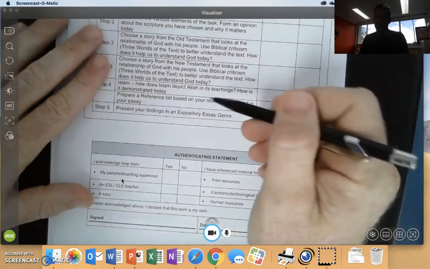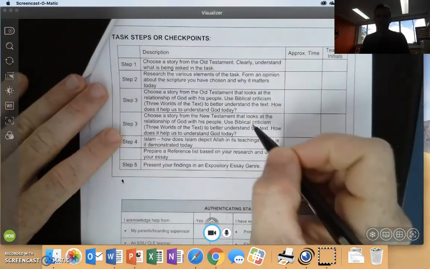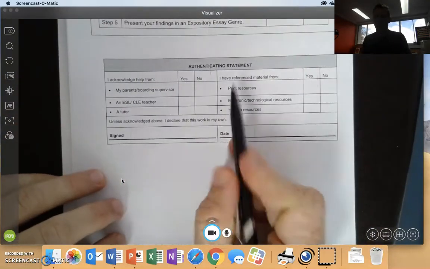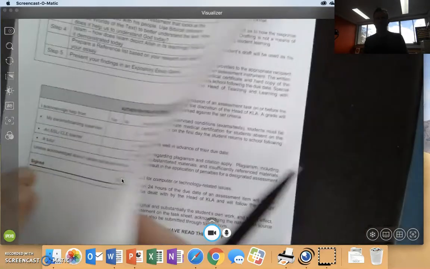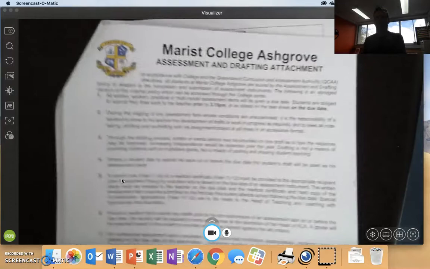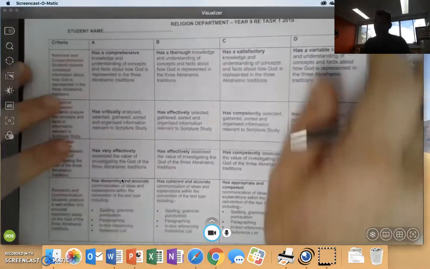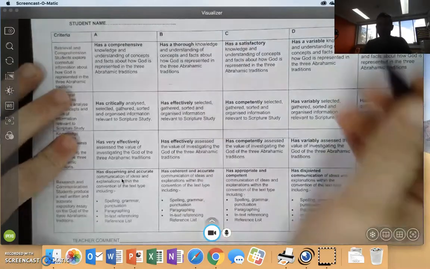There are some task steps here. I'll let you read through those, but in class we might be doing these in a slightly different order. And then your authentication statement, which you need to fill out. You would have seen them before. Standard assessment drafting policy. And then finally, this is our marking criteria here.